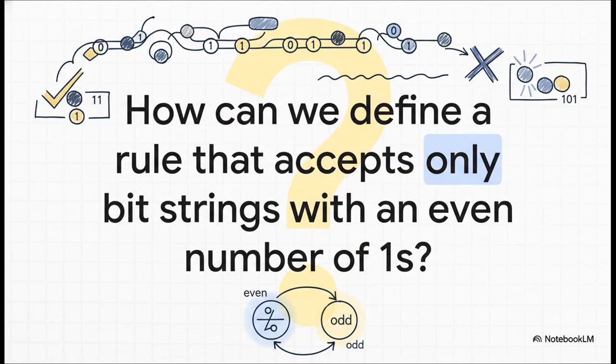But just how simple are we talking? Well, let's try a puzzle. This one's straight from our source material. Imagine you've got a string of ones and zeros. Your challenge is to come up with a single, simple rule that accepts strings like 11 or 1010, both have an even number of ones, but rejects something like 101. And here's the kicker. Your rule has to work for any string, no matter how long, as long as it has an even number of ones.